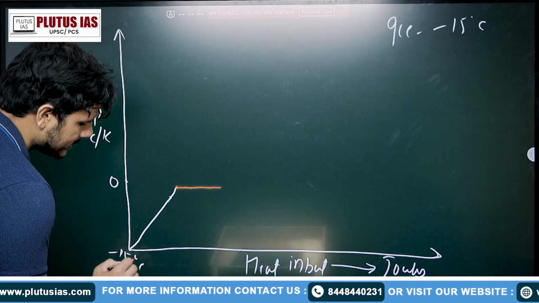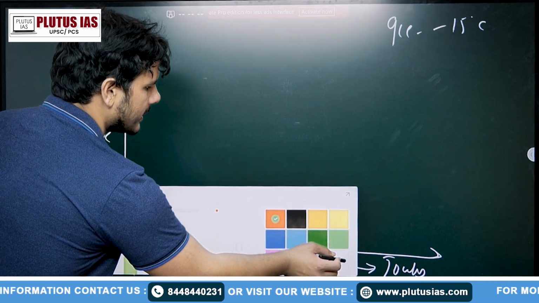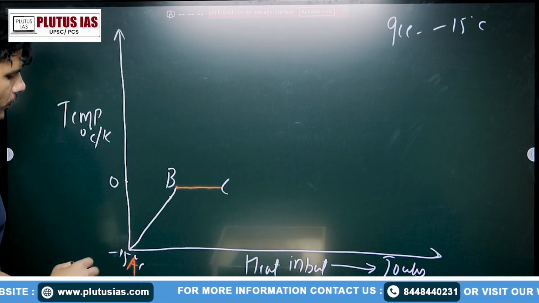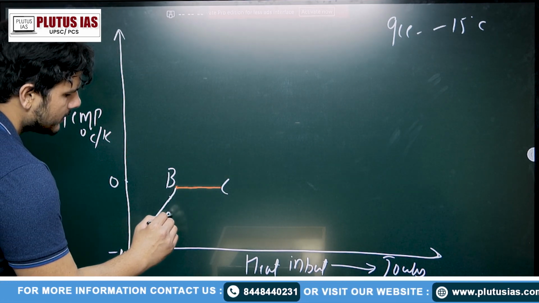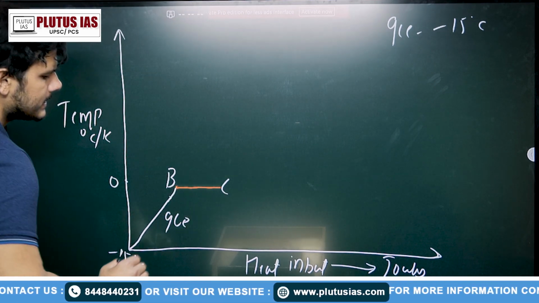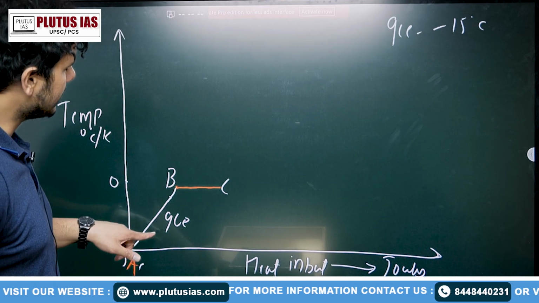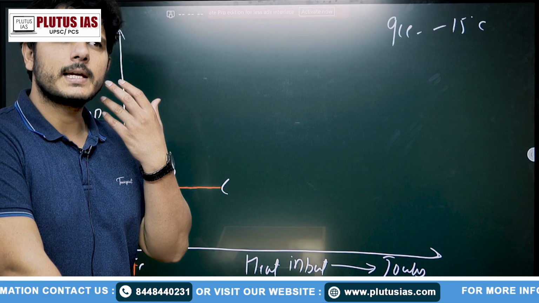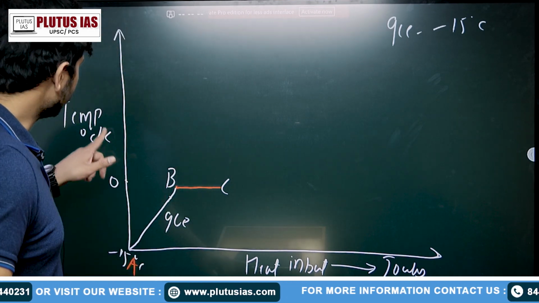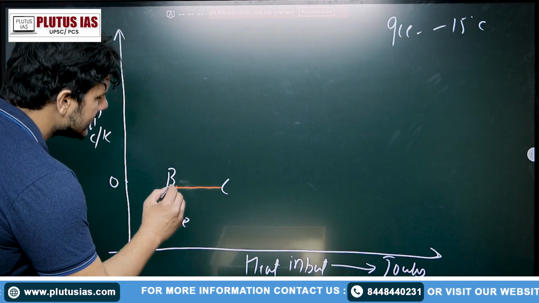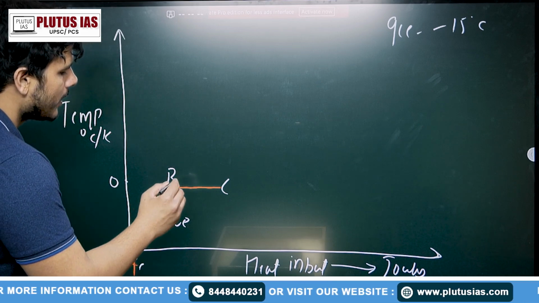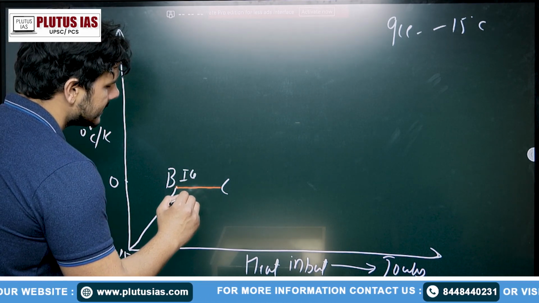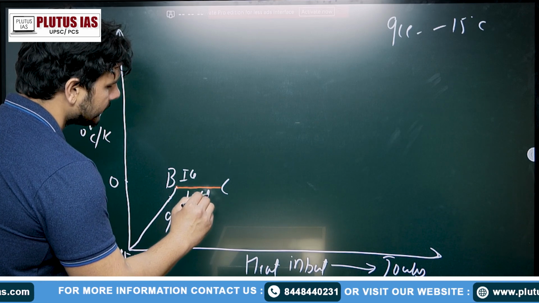Let's say the origin was A. Okay, I will change the color for you. And then it is B and this is C. So what happened from A to B? There was only ice. Since there was no phase transformation involved, there was a linear relationship between temperature and heat. Once it reaches 0 degrees C, now two phases will exist. One will be your solid ice and the second one will be your water.